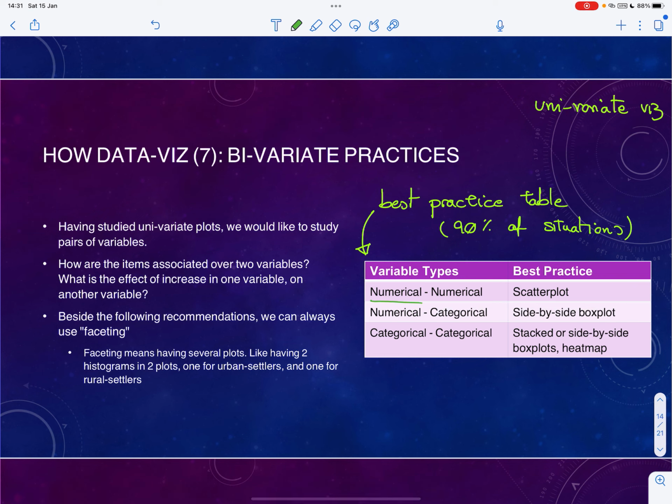If both variables are numerical, then scatter plot is the suggestion. If both variables are categorical, then we have to try to figure out which one is better: a stacked bar plot, a side-by-side bar plot, a heat map, a balloon plot. If one is numerical, the other one is categorical, then we have side-by-side box plots. So once again, you have to recognize the types of variables, and then the best practice is chosen based on the types of variables.